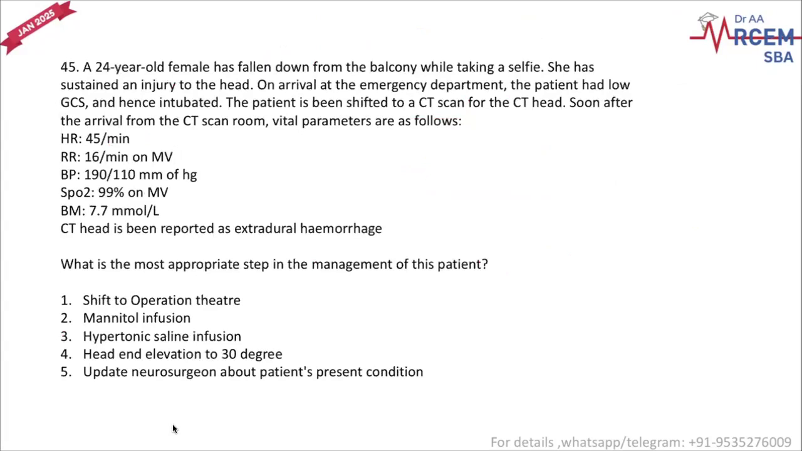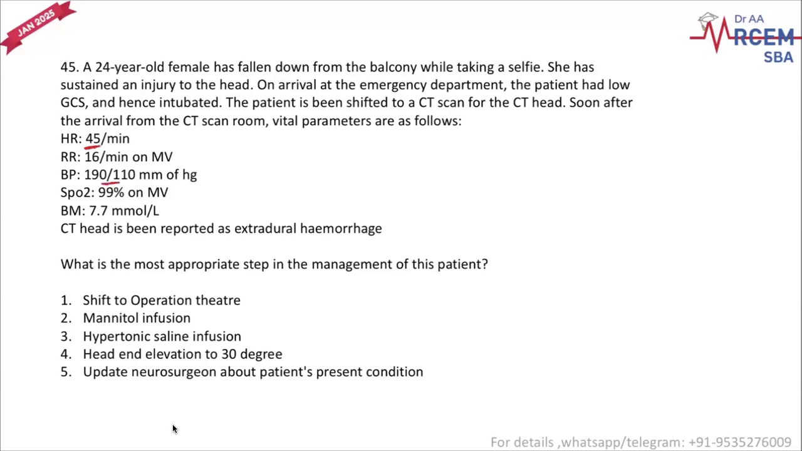A 24-year-old female has fallen from a balcony while taking a selfie. She has sustained an injury to the head. On arrival to the emergency department, the patient has a low GCS, hence is intubated. The patient is shifted to the CT scan for a CT head. Soon after arrival from the CT room, vital parameters are shown here. The patient is bradycardic along with high blood pressure.